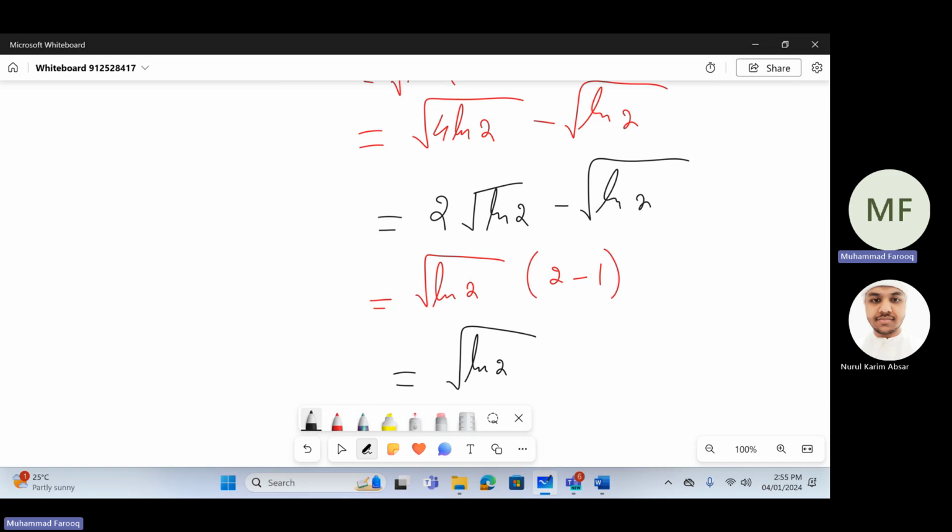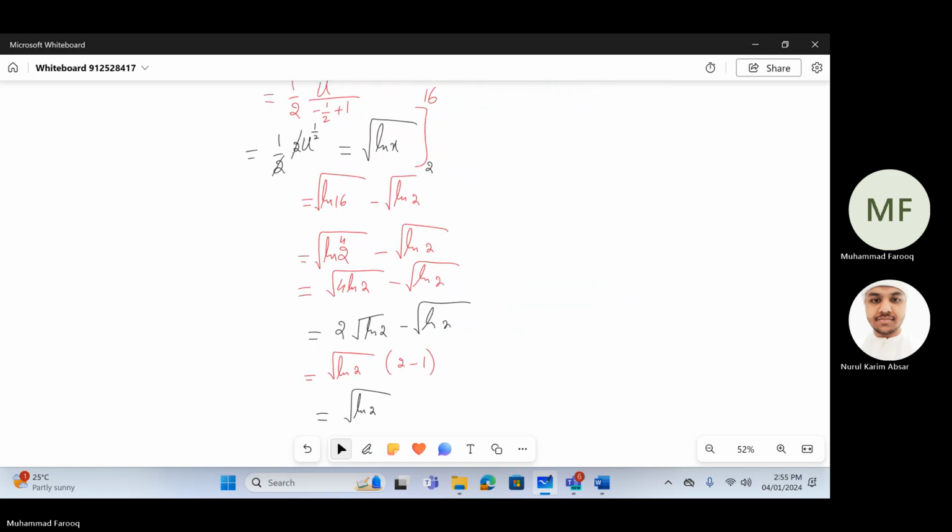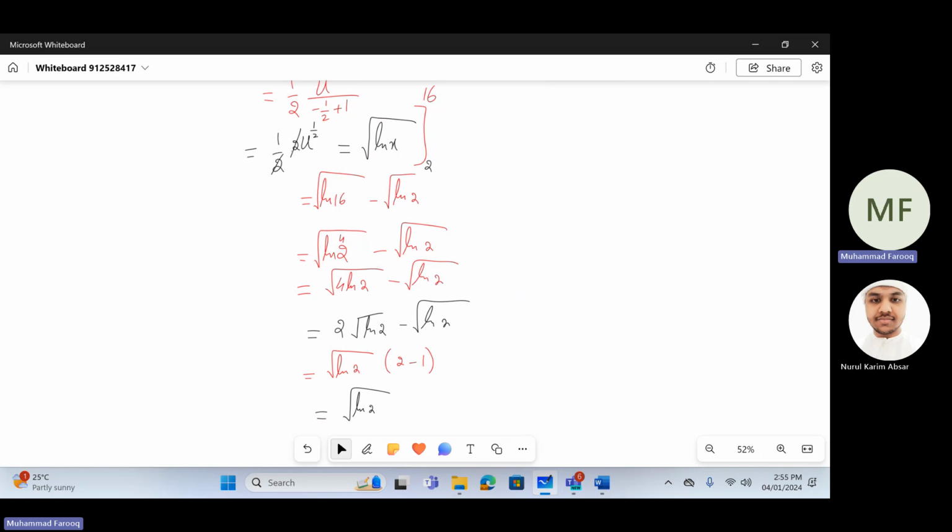Yes, please. The square root of ln 2 minus square root of ln... I do not understand how we get 2 minus 1. This one? Yes. From here? Okay, between these two, what is the common factor? ln 2. So if you take the common factor out, this is gone, here is 2, and here is 1. That's it. 2 minus 1, how much? 1. Any more questions?